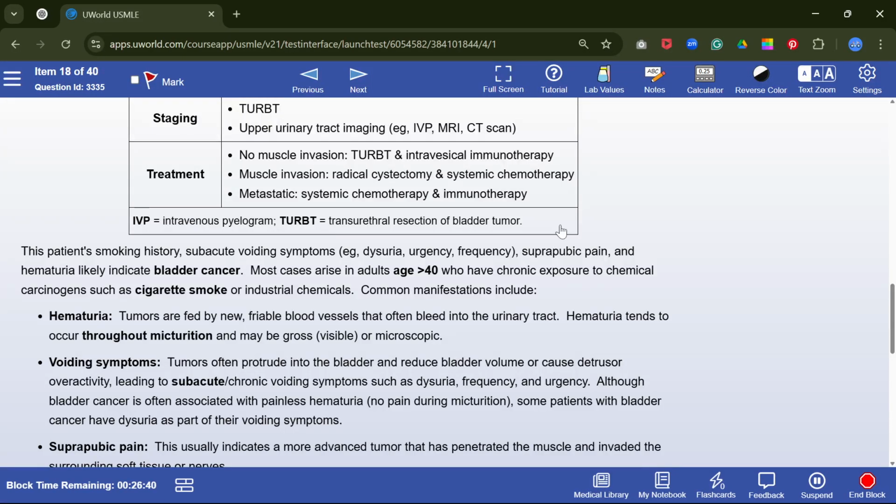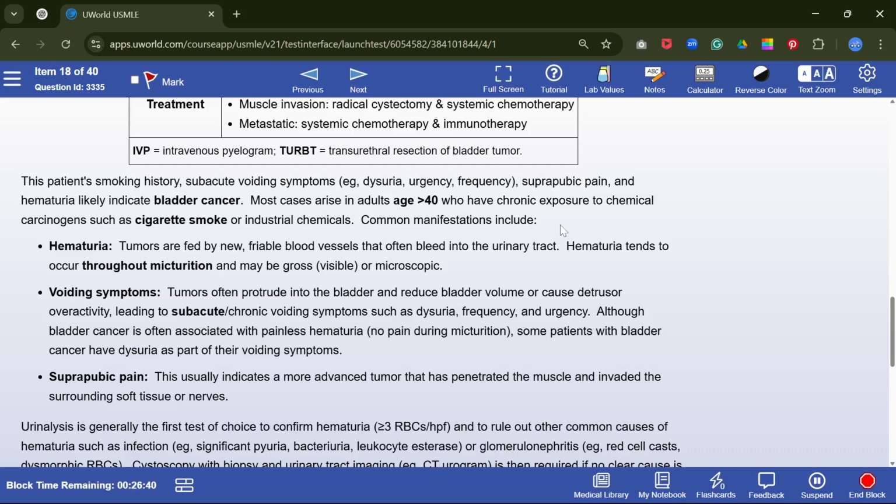In this patient with smoking history, subacute voiding symptoms, dysuria, urgency, frequency, suprapubic pain, and hematuria likely indicate bladder cancer. Most cases arise in adults more than 40 and have a chronic exposure to chemical carcinogens such as cigarette smoke or industrial chemicals. Common manifestations include hematuria, voiding symptoms, and suprapubic pain.